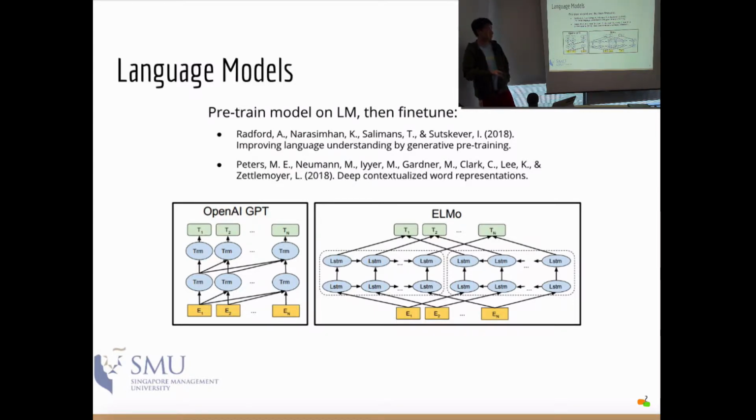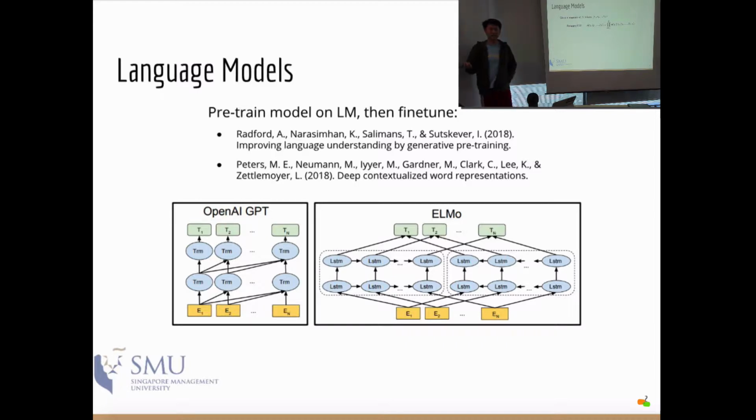The other one is ELMo. It's a similar idea, but what they do is bidirectional. They train two LSTMs in different directions, so it learns a bidirectional representation of the language model instead of the unidirectional one in OpenAI GPT.